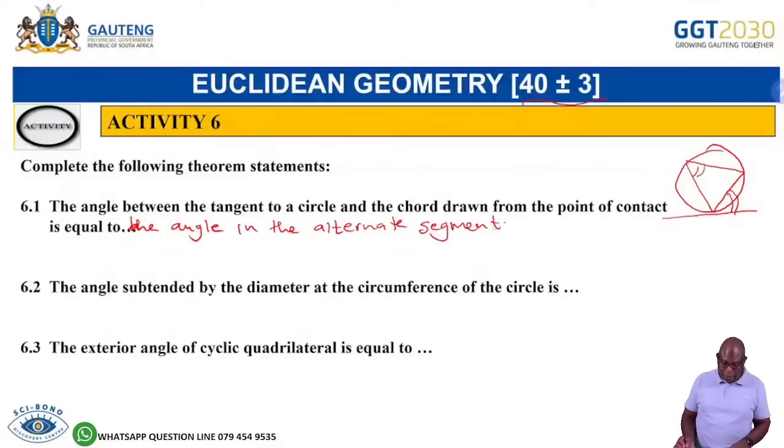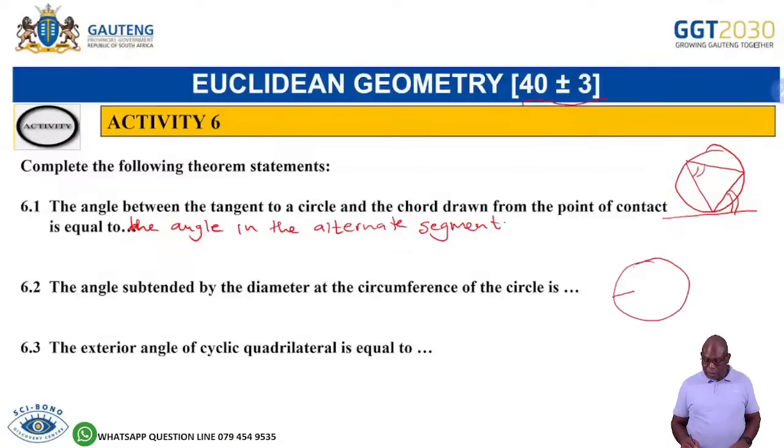theorem statements. The second one says the angle subtended by the diameter. I'm just going to draw a picture here again. So here's a diameter. The angle subtended by the diameter. Remember, if this is a diameter, this is the center. The angle that is formed there is 90 degrees. So meaning that you can say it's 90 degrees or it's a right angle.